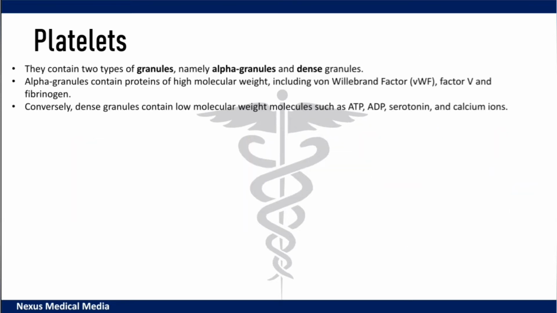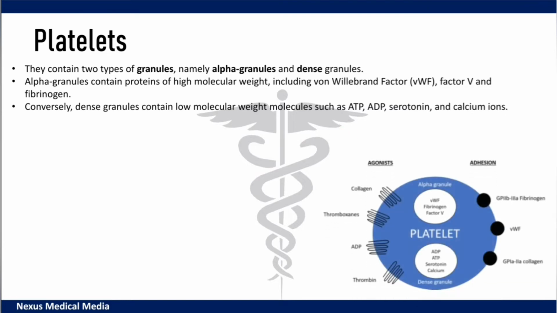Right, so the platelets contain two types of granules, the alpha granules and dense granules. The alpha granules contain proteins of high molecular weight, including von Willebrand factor, factor V, and fibrinogen. Conversely, the dense granules contain low molecular weight molecules such as ATP, ADP, serotonin, and calcium ions.